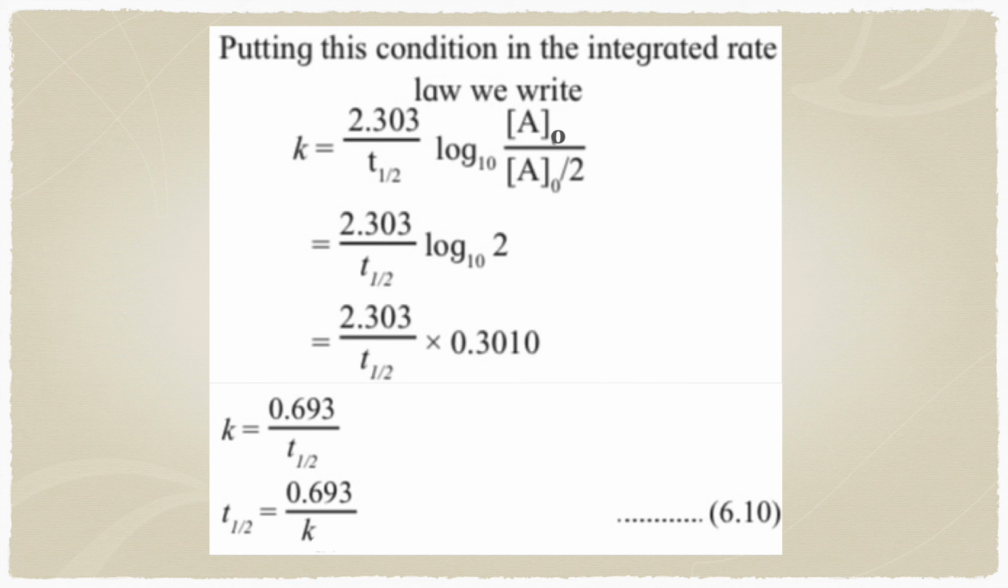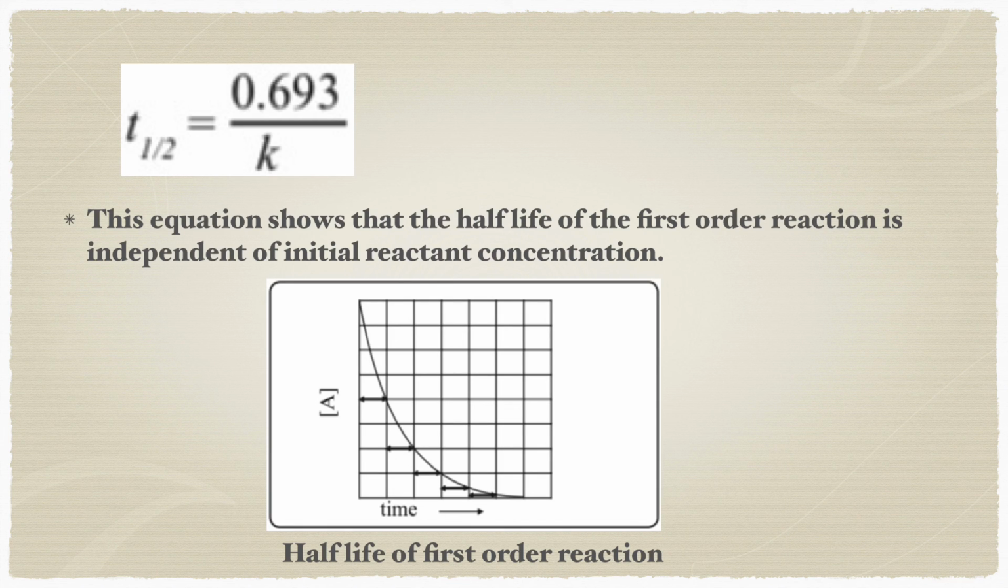or I can write it as t half is equal to 0.693 upon k. You have to learn this equation by heart, that is t half is equal to 0.693 upon k. This equation shows that the half-life of a first order reaction is independent of the initial reactant concentration. This is specifically for the first order reaction.